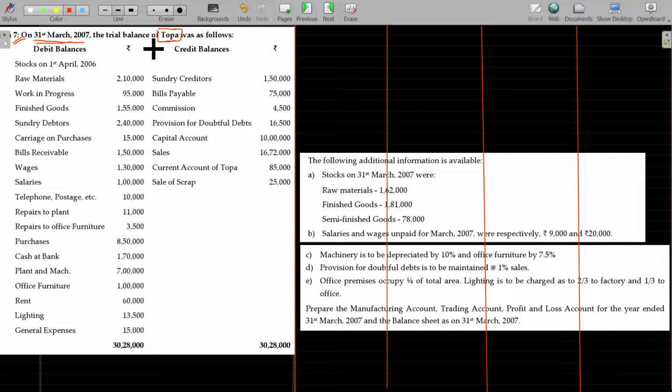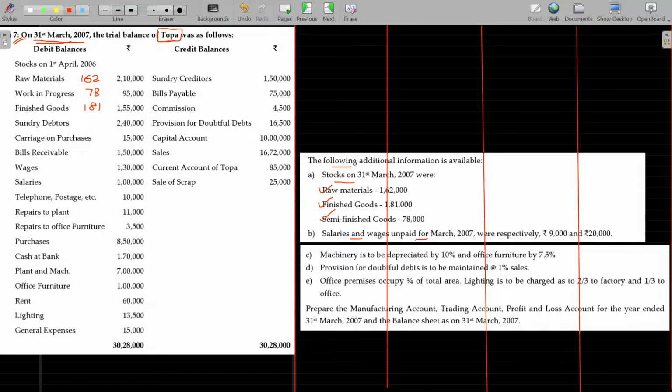Before I proceed preparing the final accounts for the manufacturing entity, let me finish up the adjustments first of all. The following additional information is available. Raw material, finished goods and semi-finished goods at the year end is given. Raw material being 162, finished goods being 181, work in progress being 78,000 rupees. This is closing. I just note it down here.